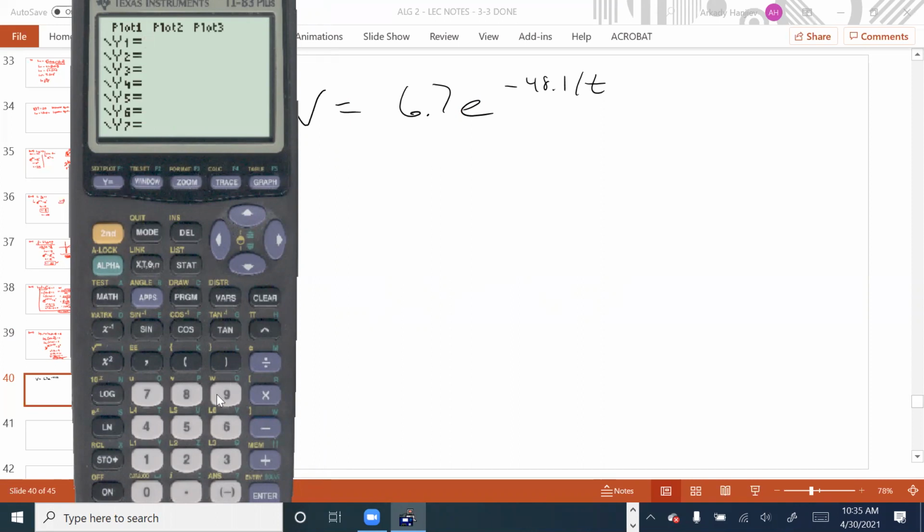So y equals, let's see, 6.7. Where is the e function? The e function is right over here by ln. What is the decimal? Negative 48.1, being divided by, in this case, you're going to press X because that's your variable there. Click enter. And let's see the graph of this guy. It's like right next to the y-axis.